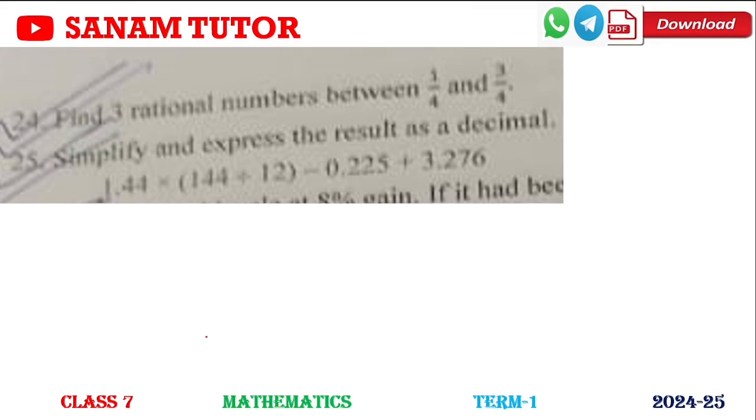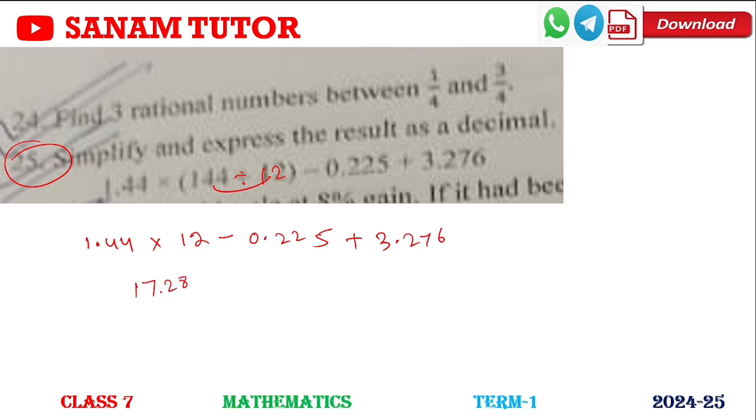Simplify and express the result as decimal. Okay, so write down 1.44 into, first divide 144 divided by 12, that is 12, minus 0.225 plus, these questions are directly repeated questions, okay, all the data are same, plus 3.276. So 12 means 1728, that is 17.28, because when we multiply 144 by 12, the answer is 1728.